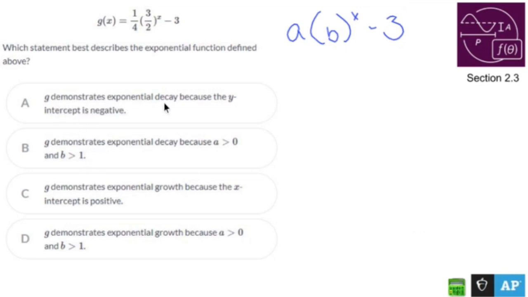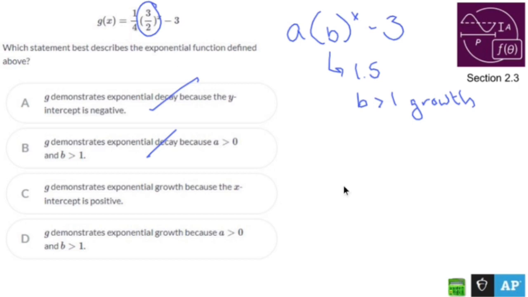G demonstrates exponential decay. Well, this guy wrapped inside the parentheses taken to the x power says, nope, since you're 1.5, that means you're greater than 1. This is growth. So this is not going to be decay, and this is not going to be decay. It's growth because the x-intercept is positive? No. It's growth because a is greater than 0, and b is also positive.